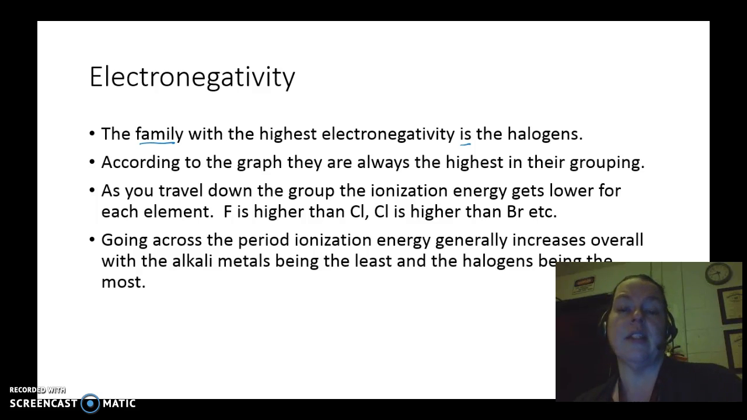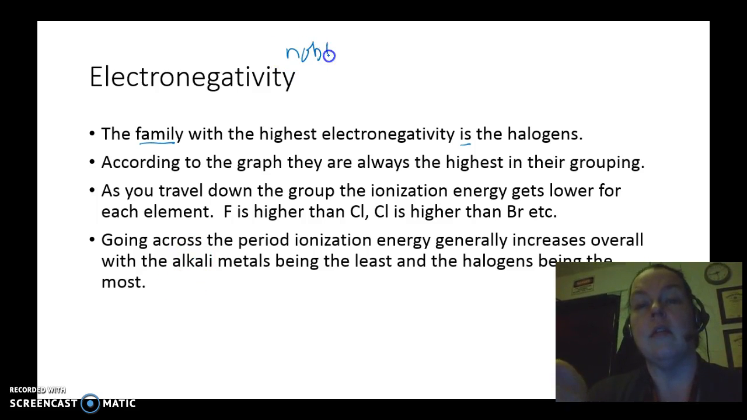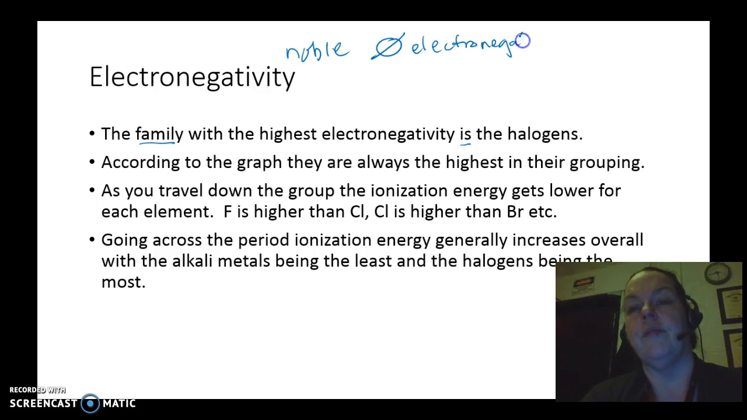Then we know that going across the period, electronegativity will generally increase overall. The alkali metals are the smallest, the halogens are the greatest. So when we think about this, we can determine a few things. First of all, we know that the noble gases do not have electronegativity. Okay, I'm not sure if you understand that. There is no electronegativity there, none. So we're not even considering those at all.